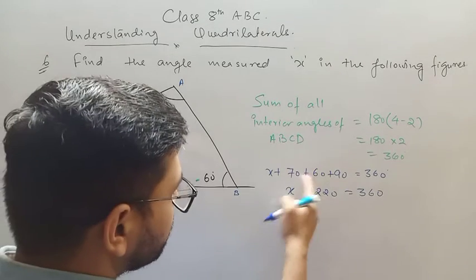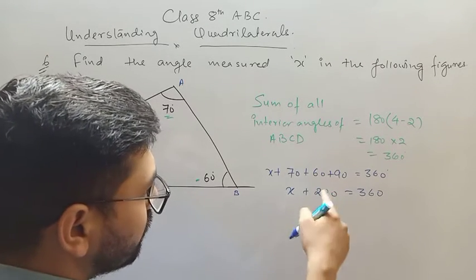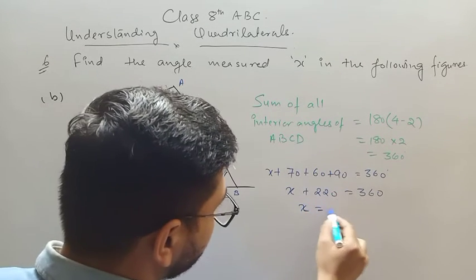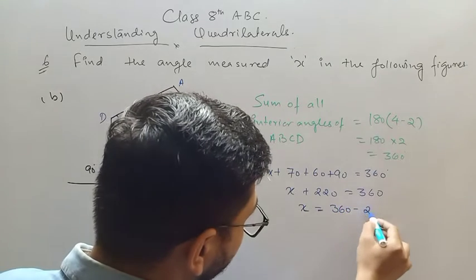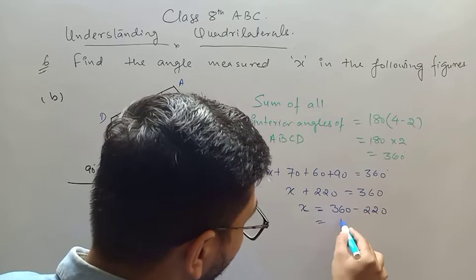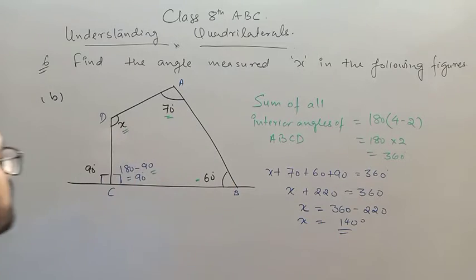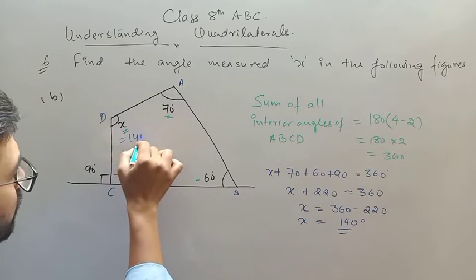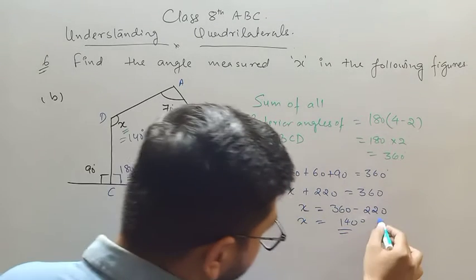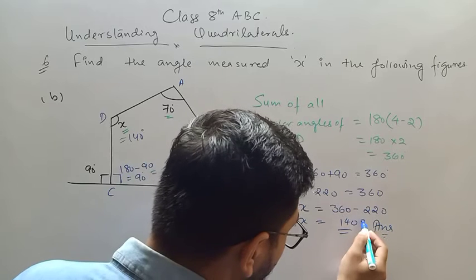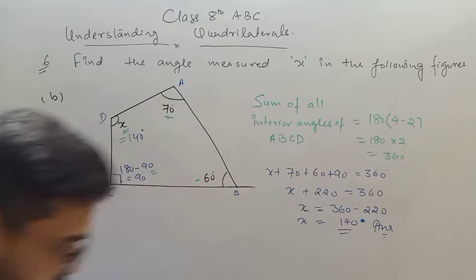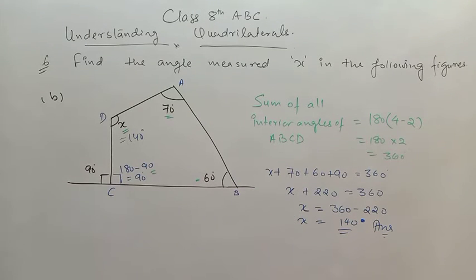So x is equal to 360 minus 220, which is equal to 140. So the value of this x is equal to 140 degrees. So this is your answer. This is the degree sign, okay? 140 degrees. Note it down fast.